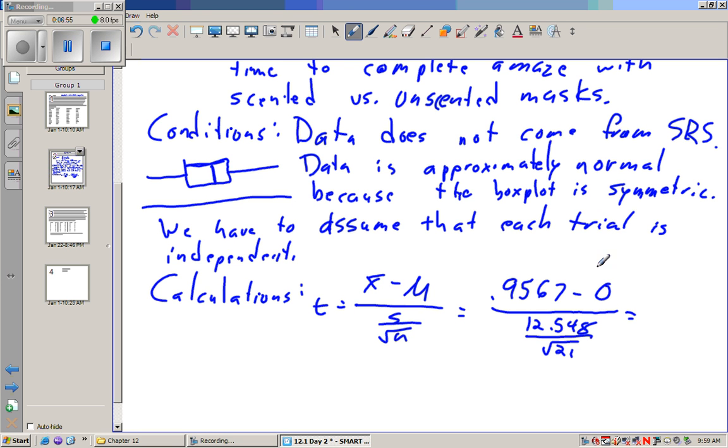Now when I do this all out, I get 0.349. 0.35 is probably good enough. So now we want to find the p-value. We could do the p-value from the chart, or we could do a t-CDF from 0.35 to a very large number with a degree of freedom of 20, and the p-value would be 0.365.